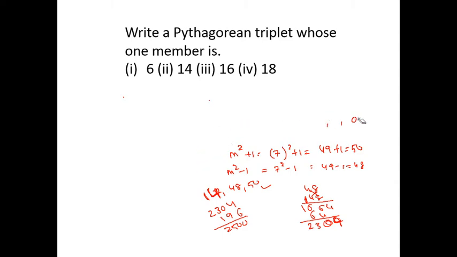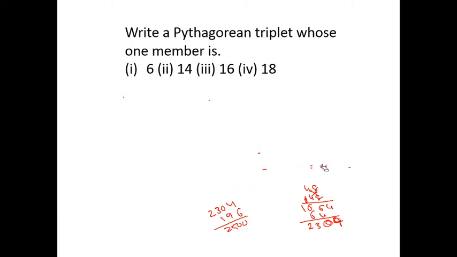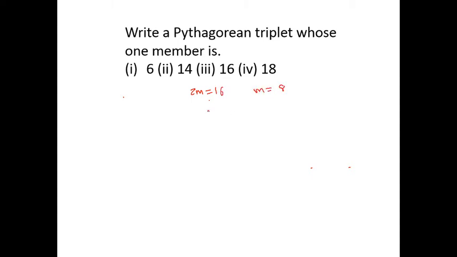So now two sums are there. One is 16, another is 18. So what is the meaning of 16? If you divide it by 2, we get 8. So 8 square is 64, 64 minus 1. If you see that, 2m is equal to 16. Therefore, m is equal to 8.